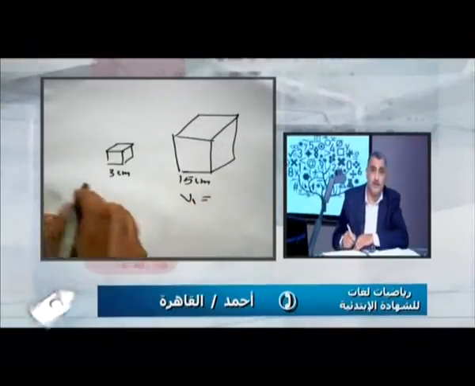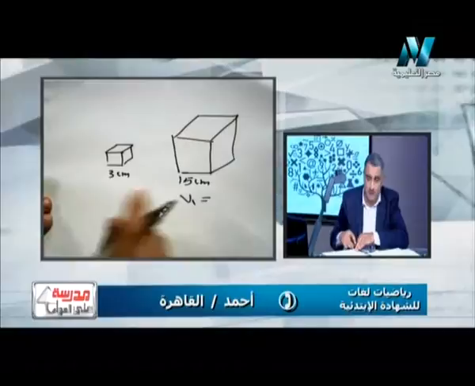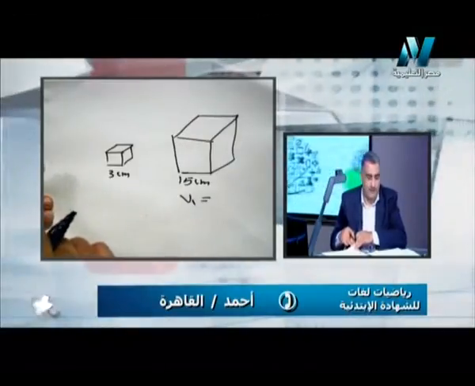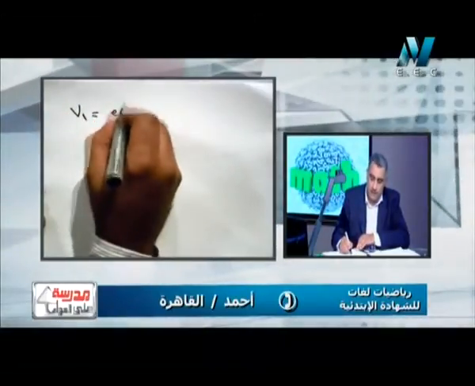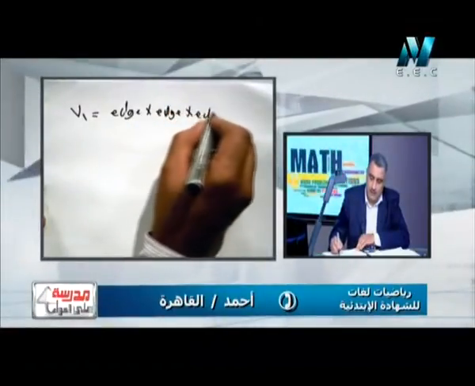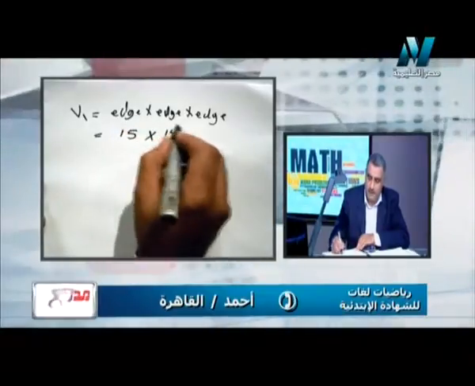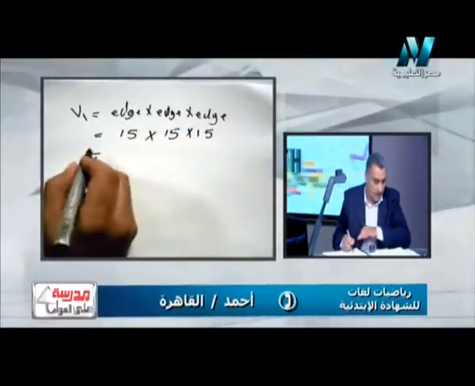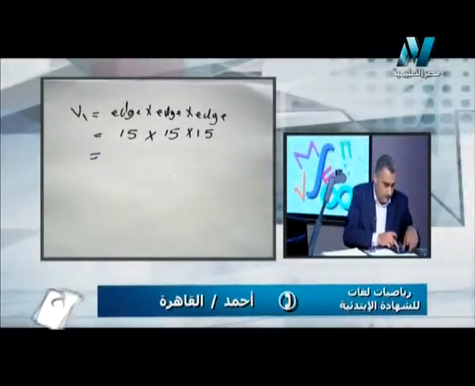الفوليوم of a cube edge by edge by edge صح؟ طيب يبقى انا عندي V1, volume of the first cube, the big cube. ماشي يا ابو حميد؟ يلا نجيبه مع بعض. V1 equals what؟ edge 15 سنتيمتر. طلعت الريزلت، برافو عليك. 15 times 15 times 15.